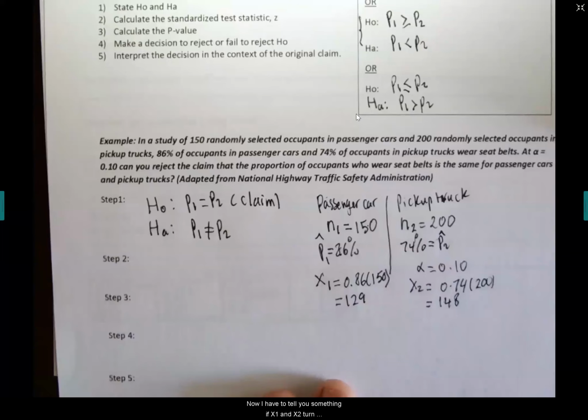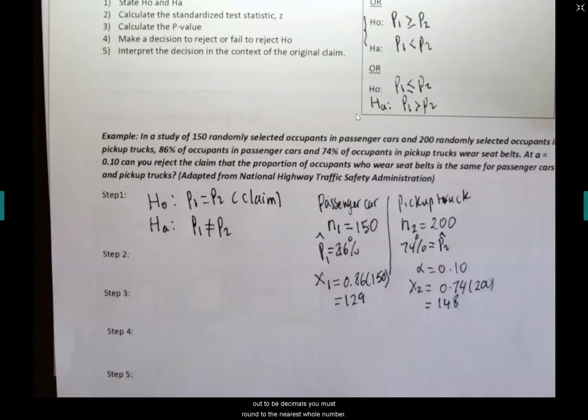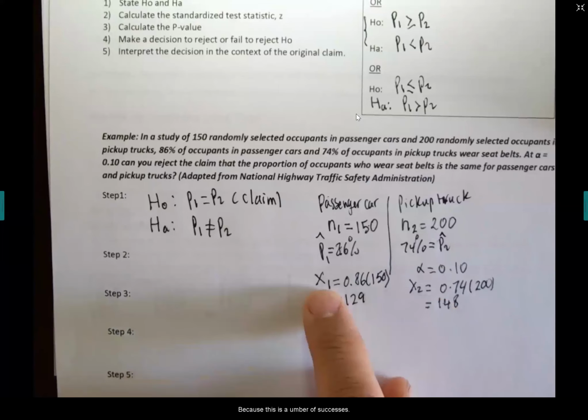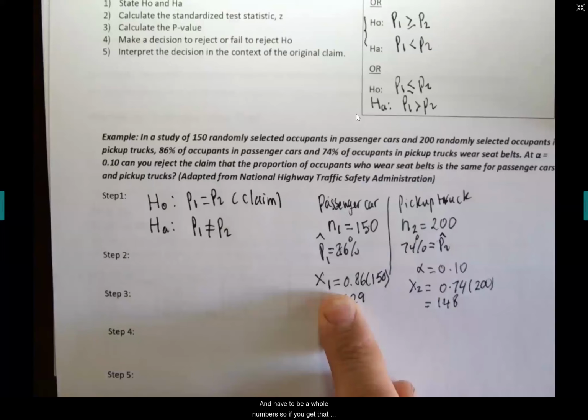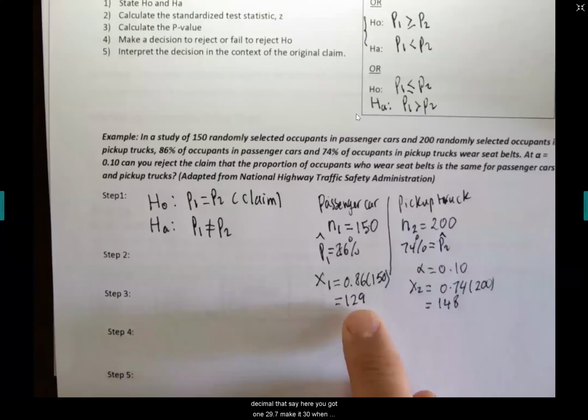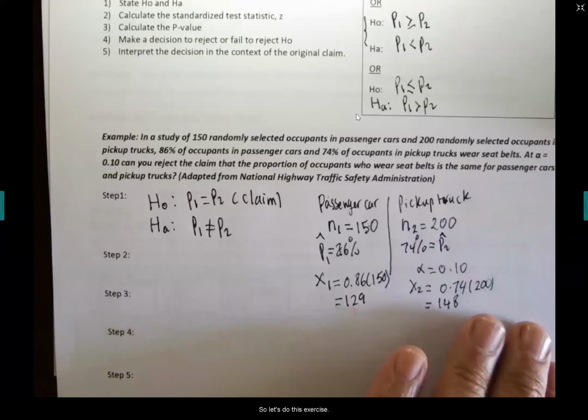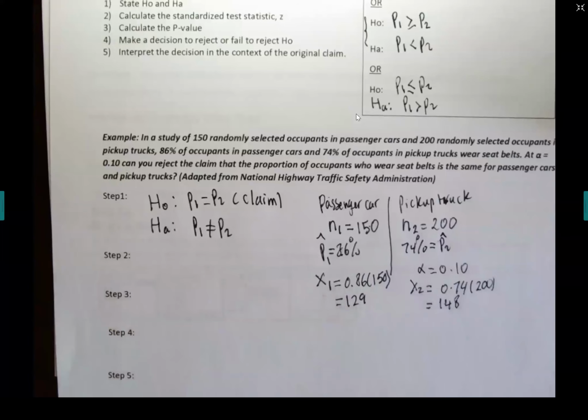Now I have to tell you something. If x1 and x2 turn out to be decimals, you must round them to the nearest whole number, because these are number of successes, and they have to be a whole number. So if you get a decimal, let's say here you got 129.7, make it 130 when you enter it into your calculator. So let's do this exercise.